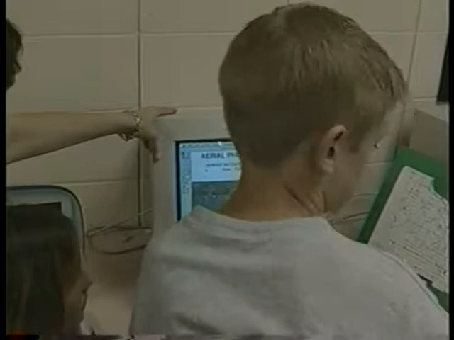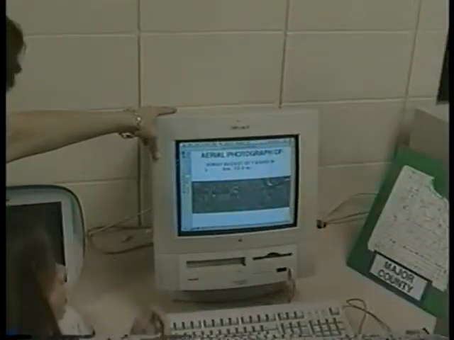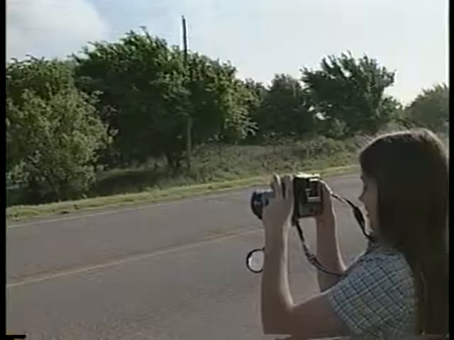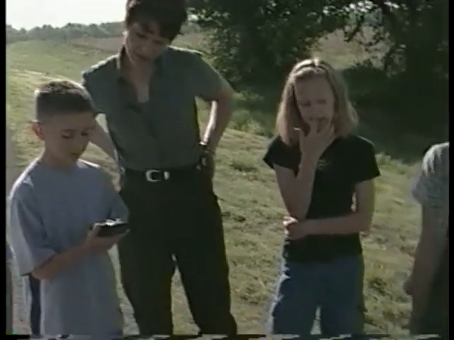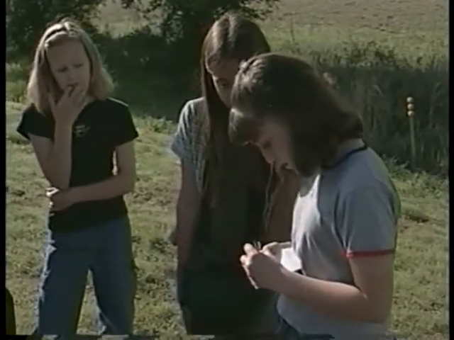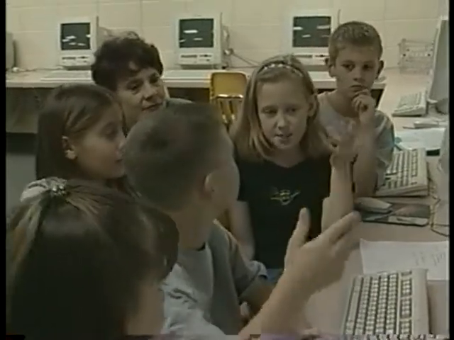Our data is loaded. One of the skills the students had to be able to use was to work together. They had to be able to share the responsibilities of who was going to be on the computer, who was going to be using the camera, who was using the GPS, who was taking the notes. They had to respect each other in listening to each other's questions and each other's ideas.